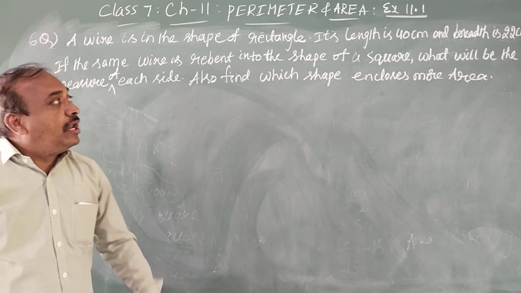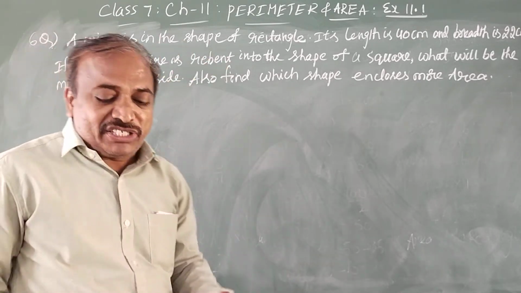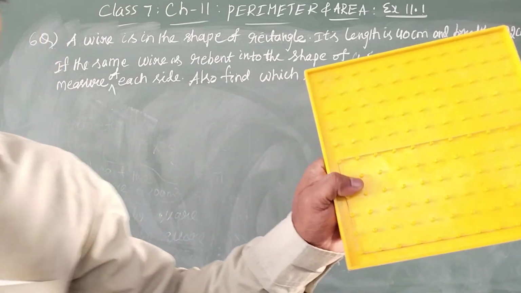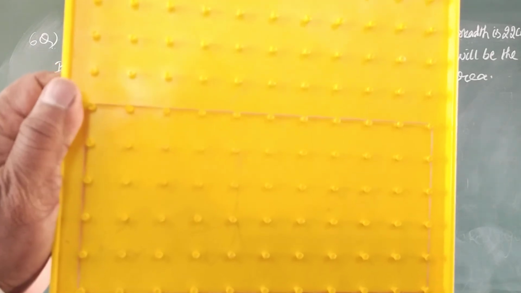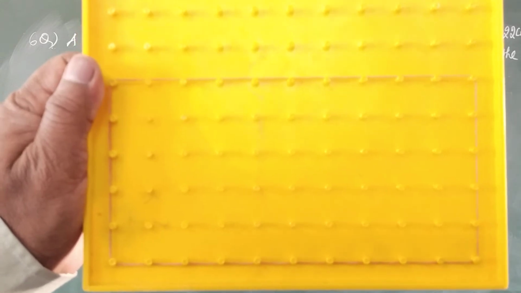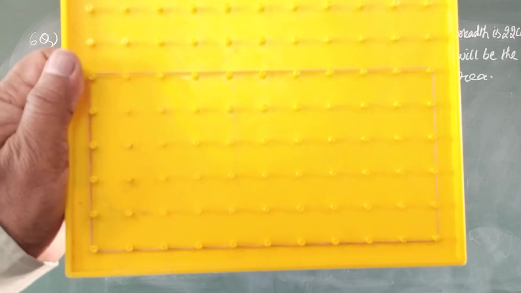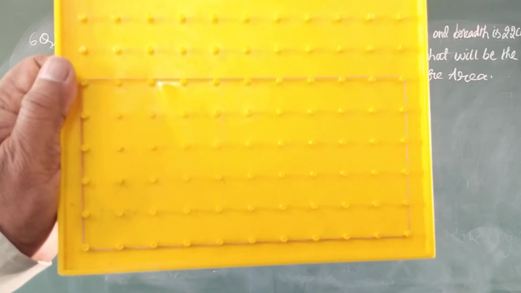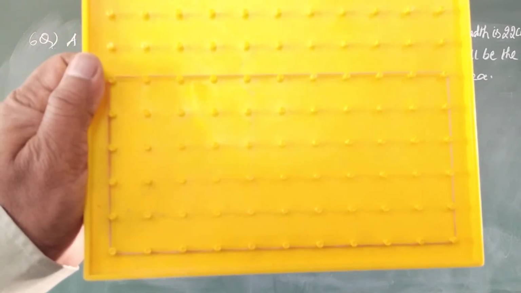There is a rectangular shape, a wire in the shape of a rectangle. You see here in this geoboard, a red color rubber band is arranged in the shape of a rectangle. For this we will assume that this is a wire. So this is in the shape of a rectangle. Observe it clearly. The length is given as 40 centimeters and breadth is given as 22 centimeters.